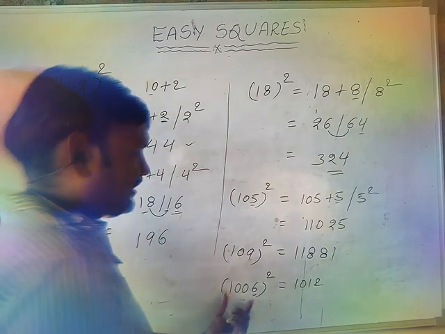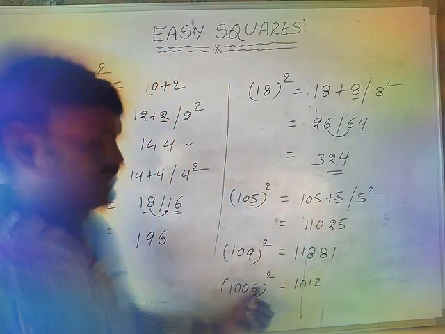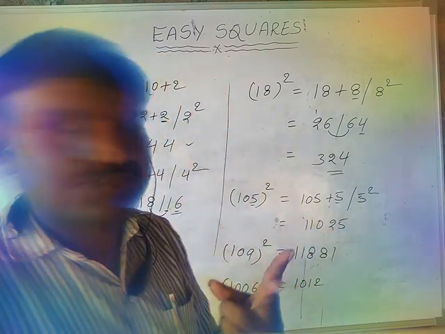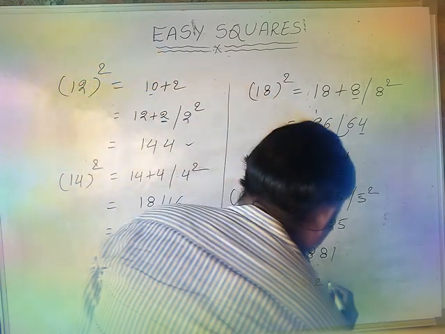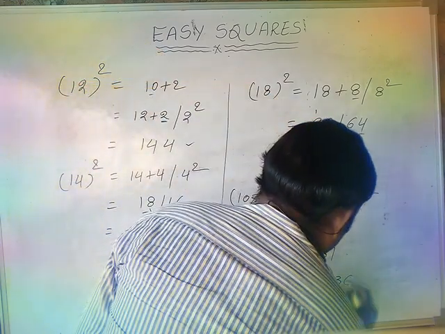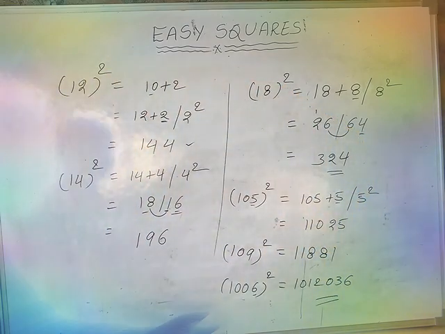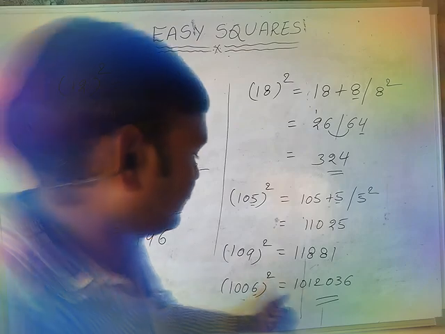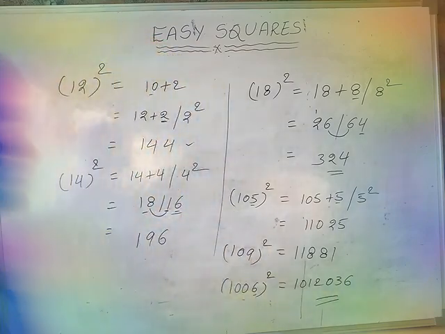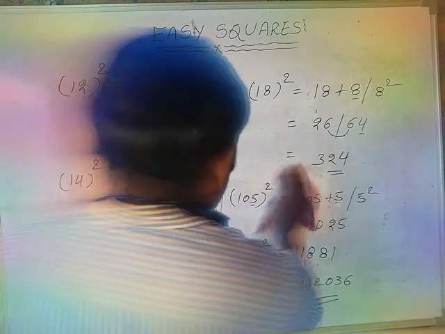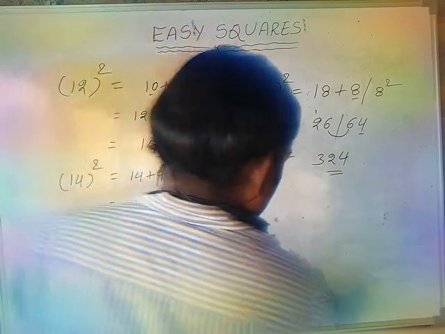There are 4 numbers, but we have taken here only 3 numbers. But in the 6 square means 36, there are 2 numbers. So at that time we'll be taking 0 before the 36. So 036. So the square of 1006 whole square is 1012036. So we will observe some more squares of numbers.